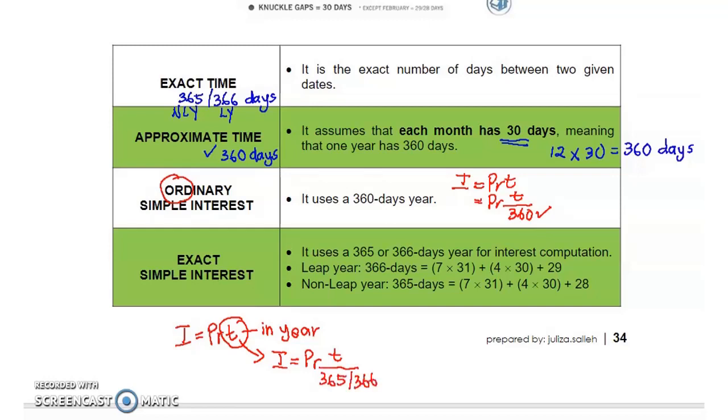So how to know when to divide by 365 and when to divide by 366? It depends on the question. If the question gives you 2020, then 2020 is a leap year, right? So T divided by 366. If the question gives you 2021, it is a non-leap year, then T divided by 365. So again, what is ordinary simple interest? Ordinary is divided by 360. If you are asked to find exact simple interest, exact means that T is divided by 365 or 366.